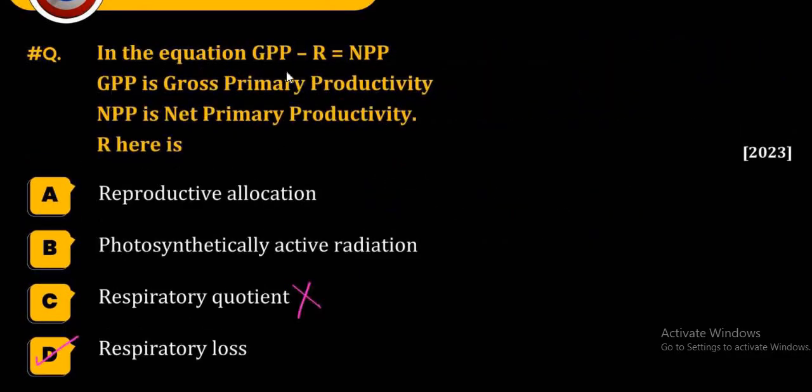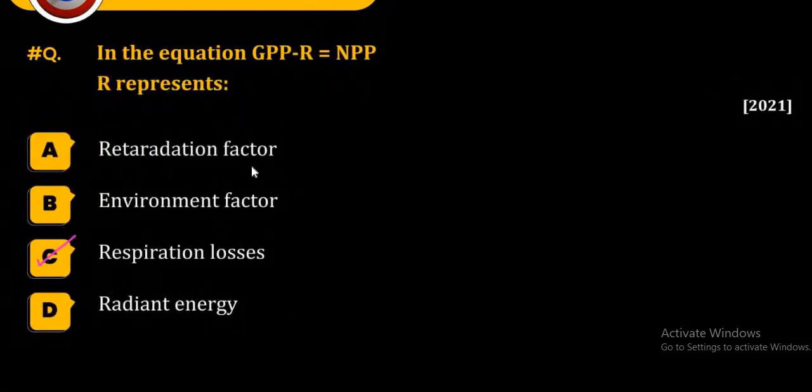Next question. In the equation GPP minus R is equal to NPP, GPP is gross primary productivity, NPP is net primary productivity, R here is respiratory loss. Correct option is D. This is the same question as before.